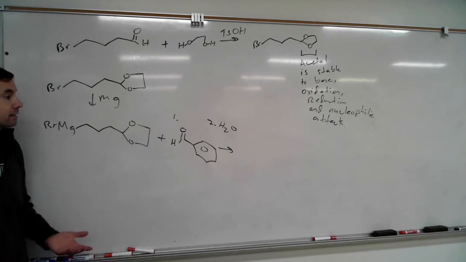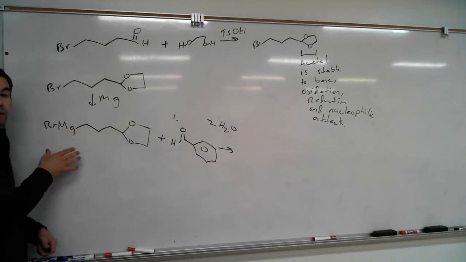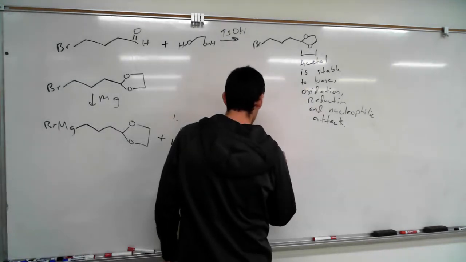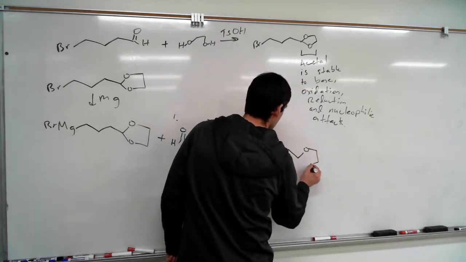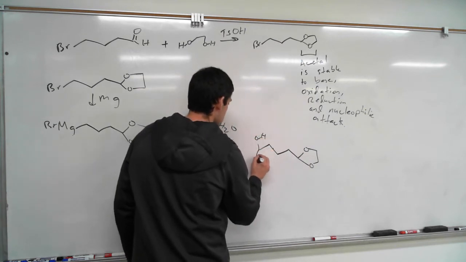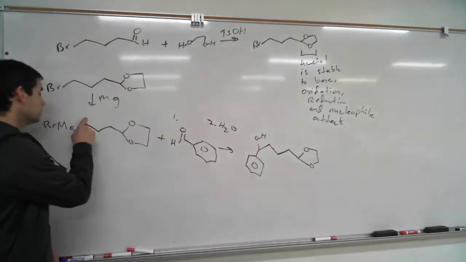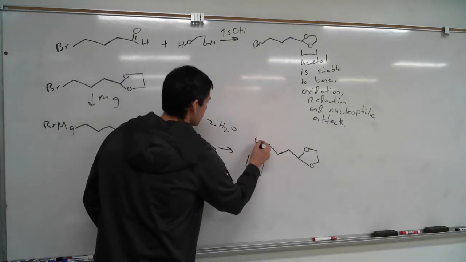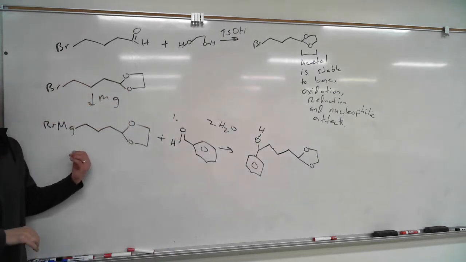Protecting groups are great in organic synthesis because they help us isolate and only work with one functional group at a time, not work with multiple functional groups. So by doing this, we can add this group on there, and we get OH here. So we get this group here, the addition of our carbonyl with that Grignard reagent.